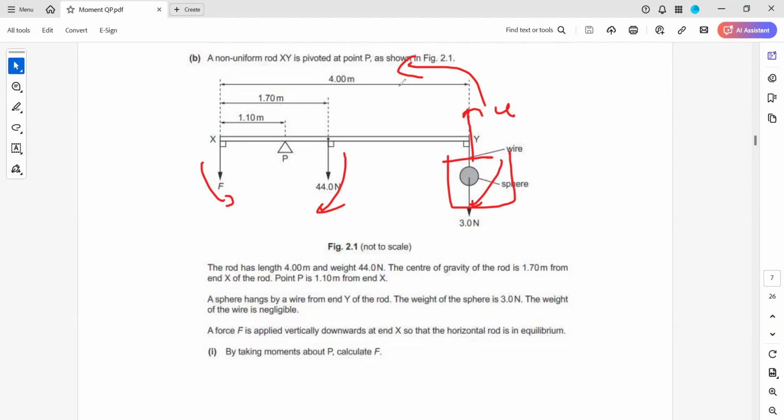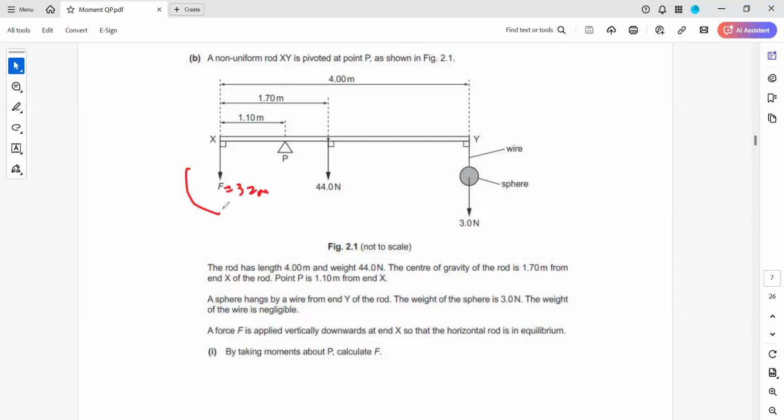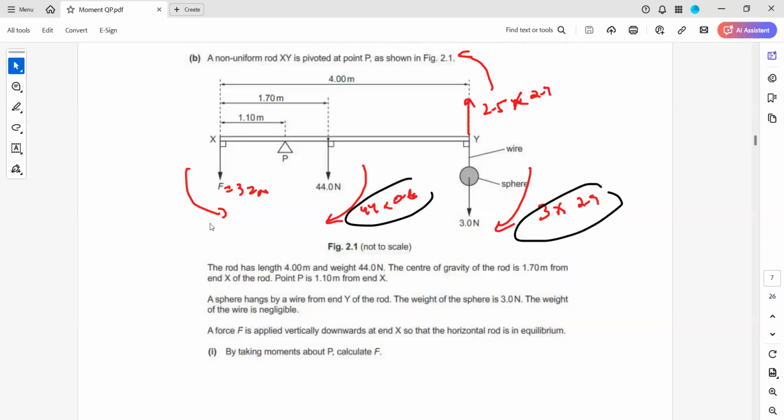Or you can also solve it another way. You calculated this is 32 Newton, so this is causing an anti-clockwise turning effect. The upthrust is 2.5 Newton, that is also causing an anti-clockwise turning effect. This is causing a clockwise moment and this also is causing a clockwise moment. So 3 into 2.9, this will be 2.5 into 2.9, this will be 44 into 0.6. So find the clockwise: these two are the clockwise and these two are the anti-clockwise.